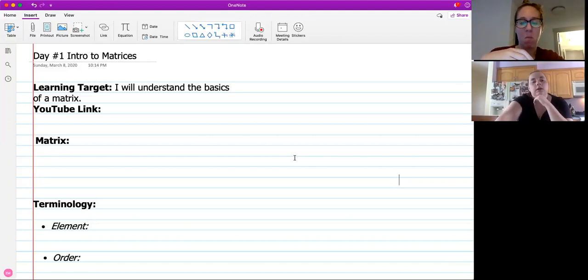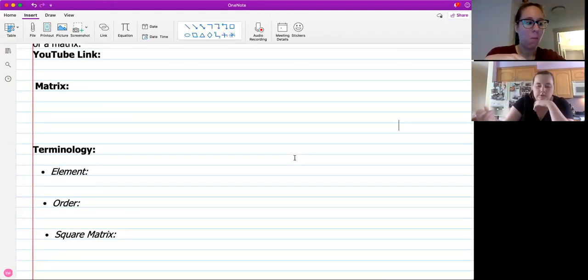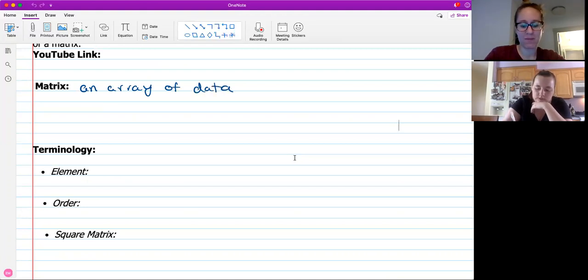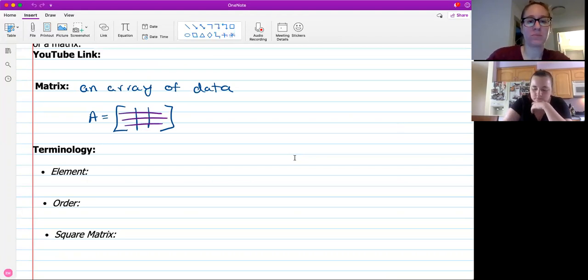So a matrix. A matrix is an array of data. And it looks like this. So if you have A and it's a matrix, you use your square brackets. And then we have columns and we have rows, like that. And obviously they're numbers, not lines, but just to show you guys.